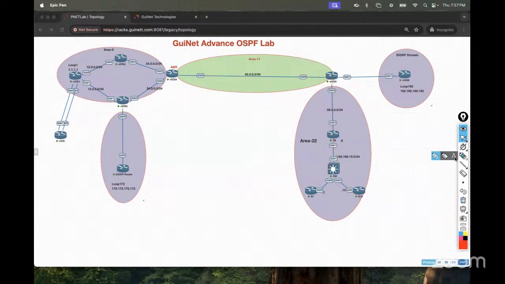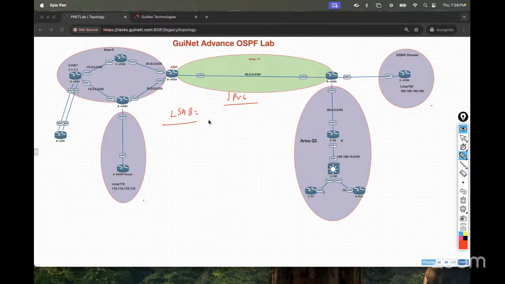So let me move that. We have the LSA 8. So what is LSA 8? Probably we are not going to discuss that in detail. Basically, this is the LSA which is going to be used in IPv6.